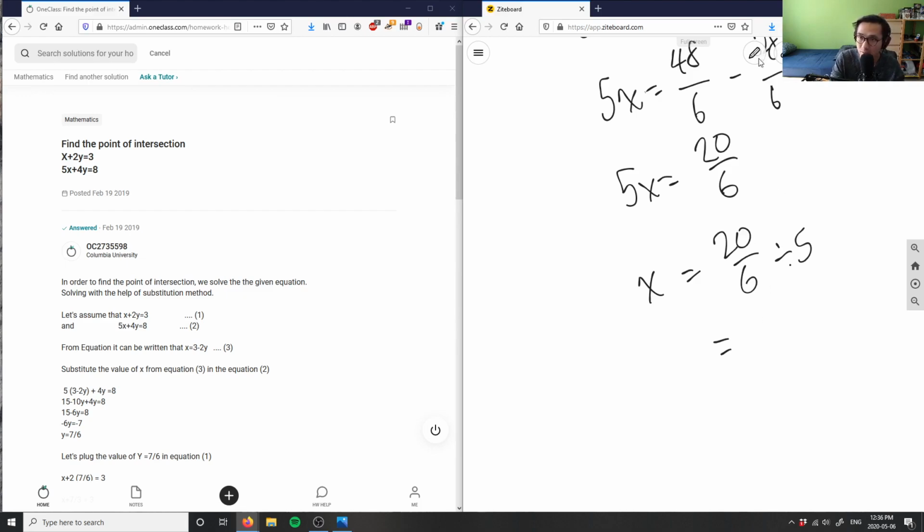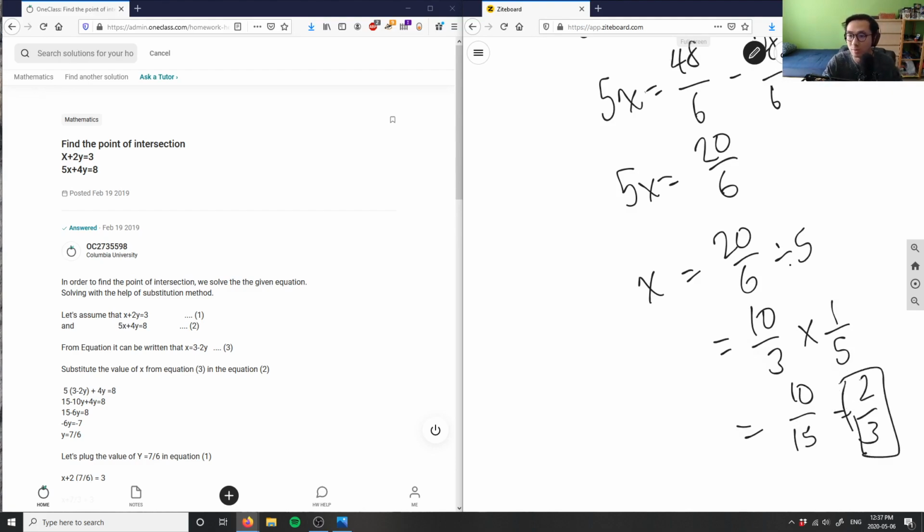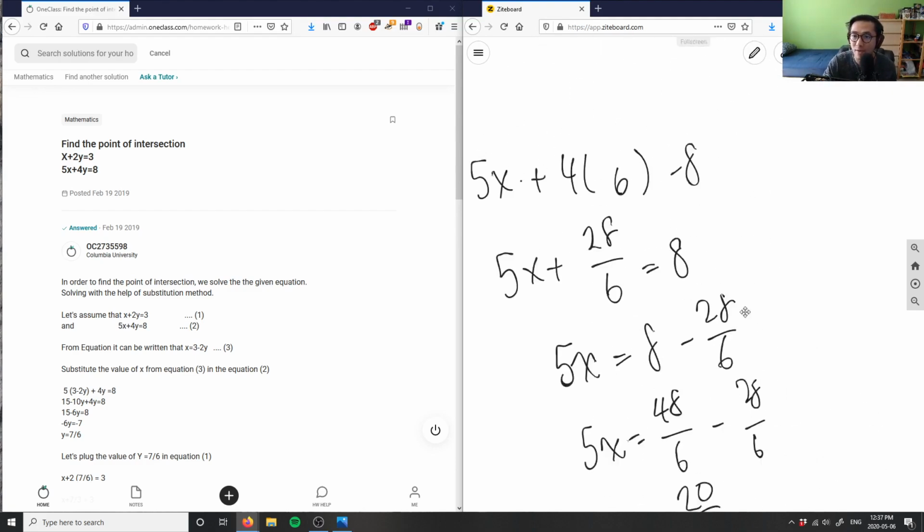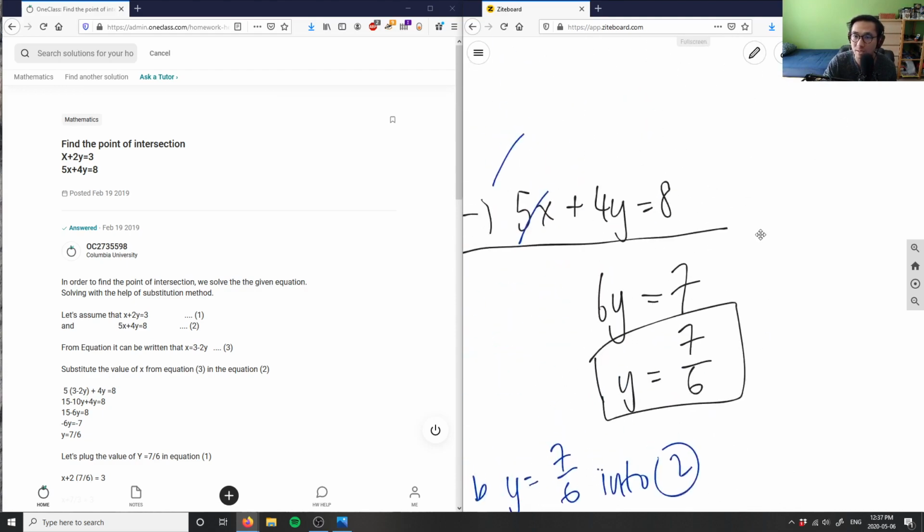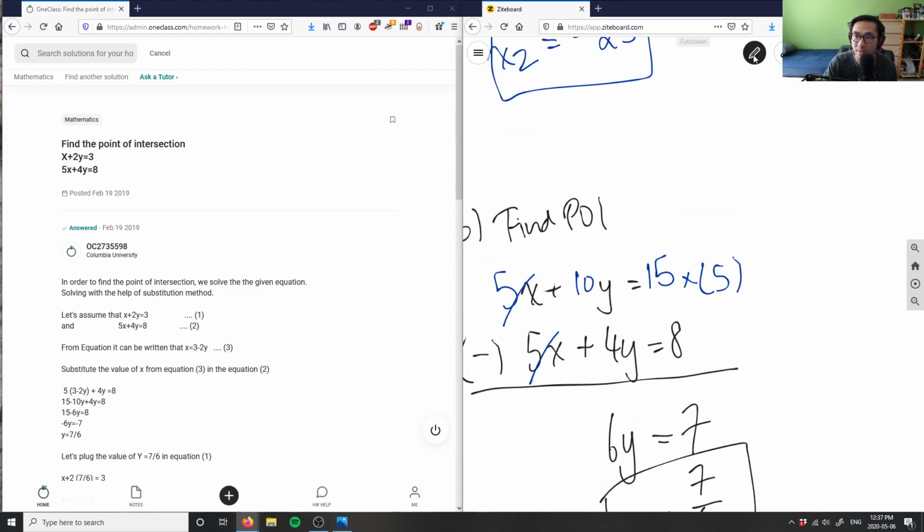Again, I can reduce 20 over 6 to 10 over 3, and I'm simply multiplying by 1 over 5. This equals 10 over 15, which equals 2/3. So my x value equals 2/3, and my y value was 7 over 6. Therefore, my point of intersection is 2/3, 7/6. This here is my point of intersection for these two lines.